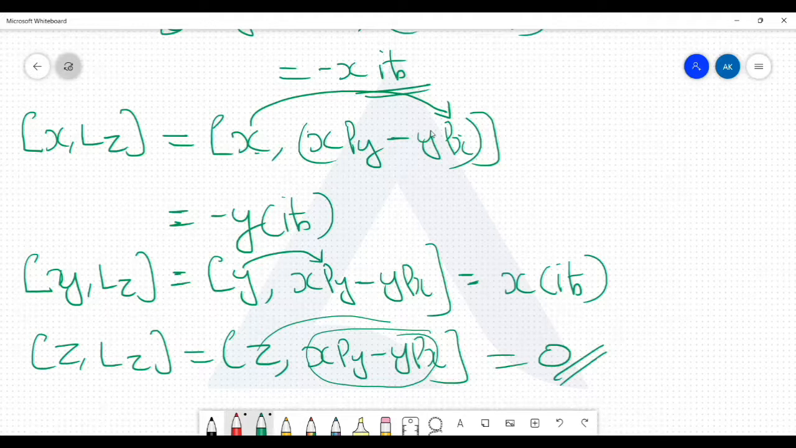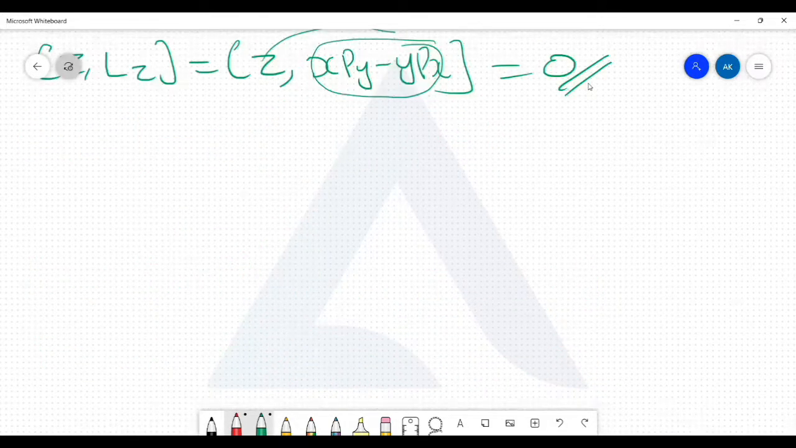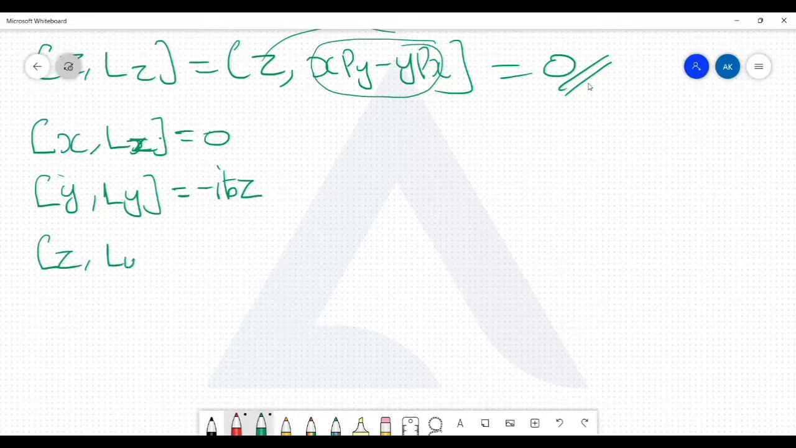Okay. Now we can conclude it. You have seen that x with L_x is 0. But these terms will exist. y with L_x is minus iℏ z. z with the L_x, I'm sorry, L_x.